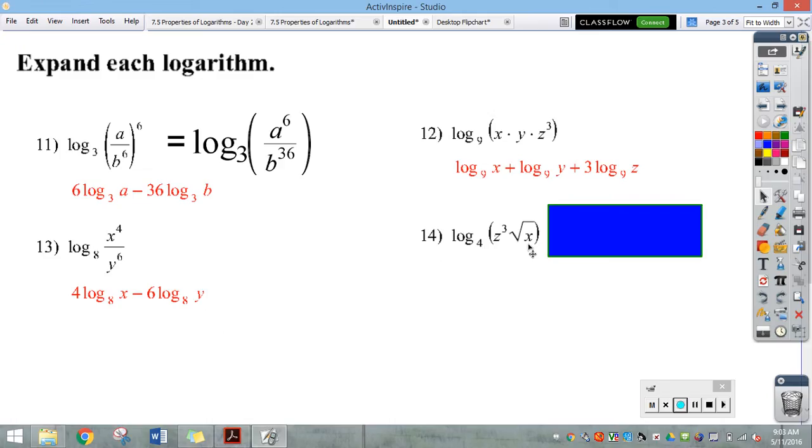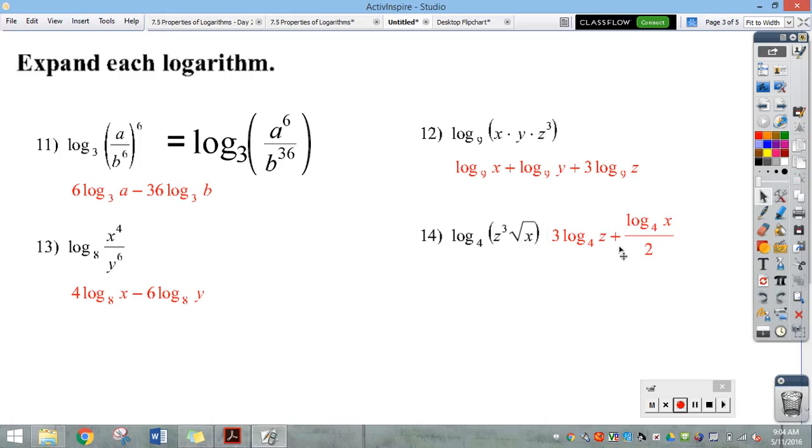And so the rule was denominator root, numerator exponent. And we learned that square root is the same thing as x to the 1/2. So really this is like number 12, where I'm multiplying. Both products have an exponent. The z has an exponent of 3. The x has an exponent of 1/2. And so when I expand that, I expand with addition and then move the exponents to the front.